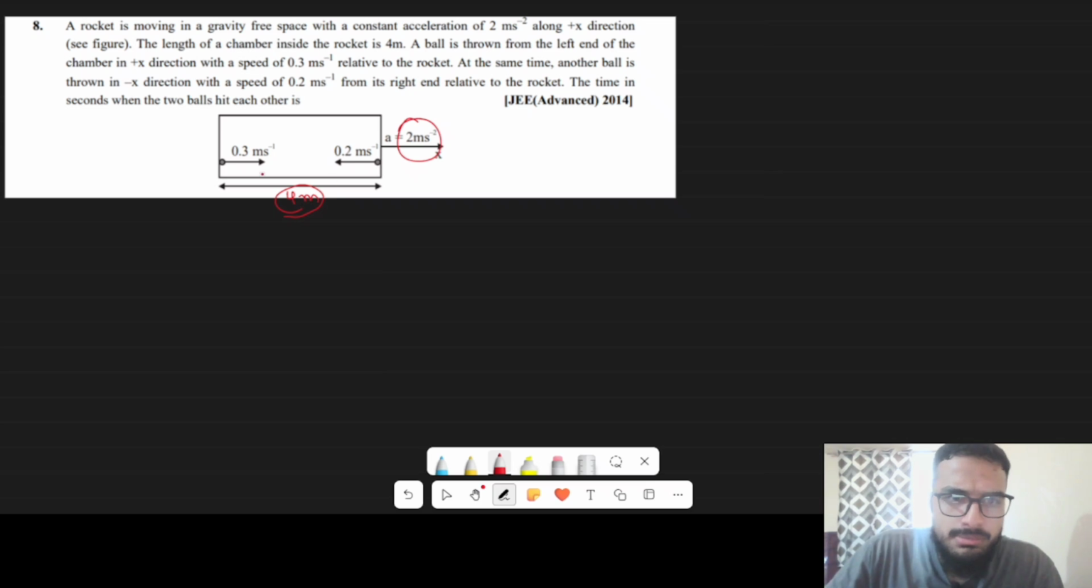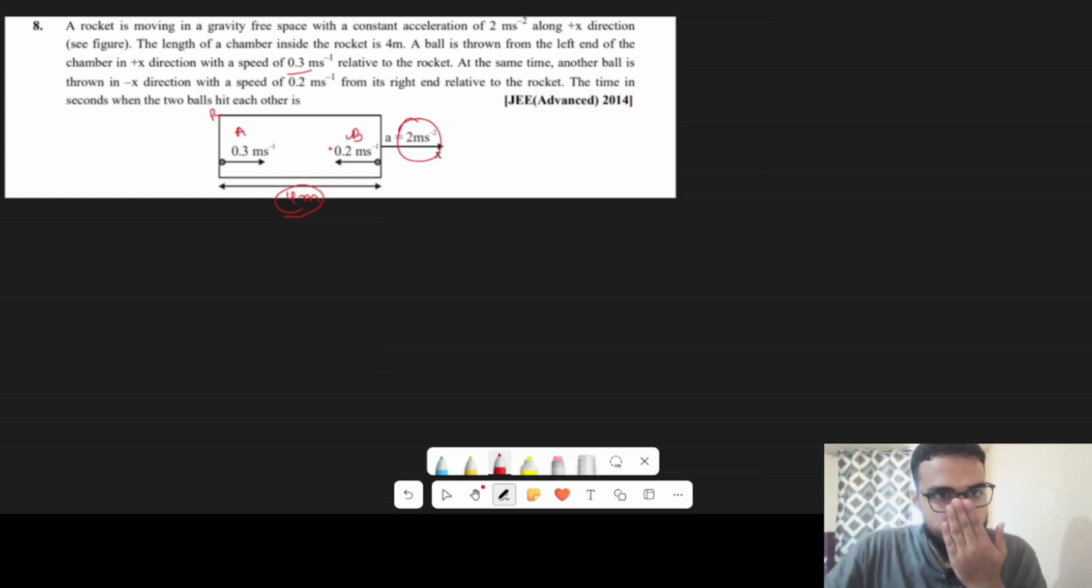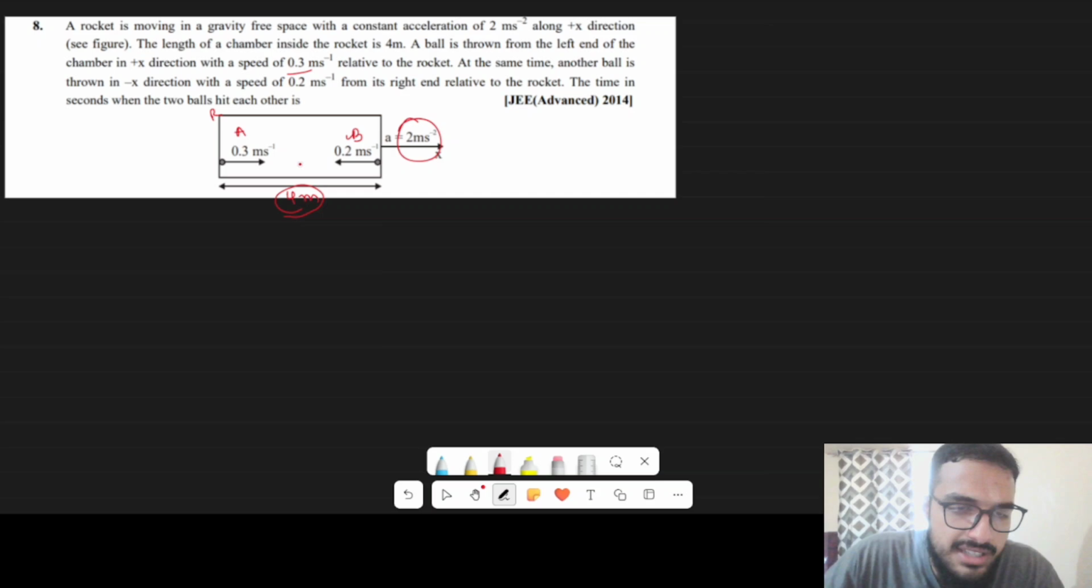A ball is thrown from left with this velocity, and at the same time another ball is thrown at 0.2 in minus x. Suppose this is A and this is B, and this is the rocket R. Both of these speeds are related to the rocket, so you don't need to worry about the outer speed of the rocket, whatever that is. At what time, in seconds, do the two balls hit each other?